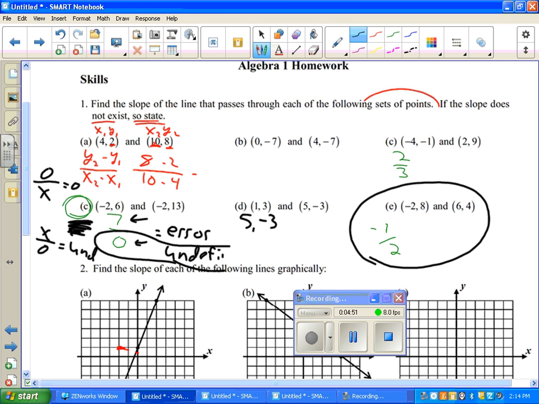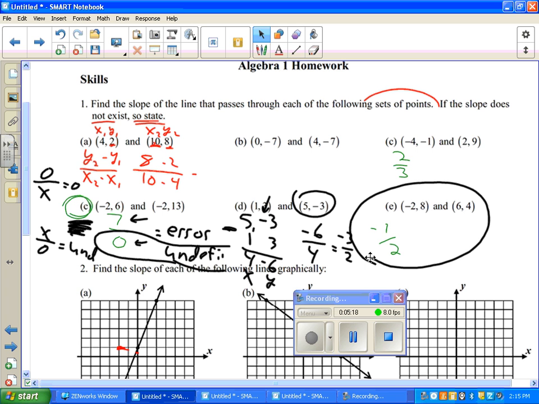So I take that point and I put that point underneath and I subtract. 5 minus 1 is 4. So far so good. Negative 3, sorry. Negative 3 minus 3 is negative 6. The y's go on top, the x's go on bottom. Negative 6 over 4 is the answer, which simplifies to be negative 3 over 2 if you wanted to simplify it. Okay?